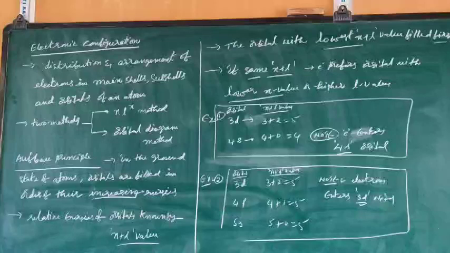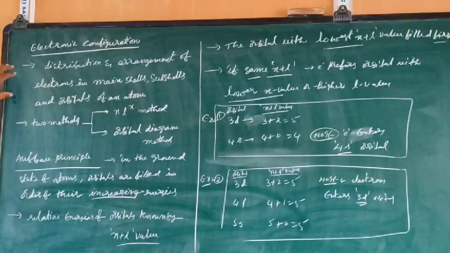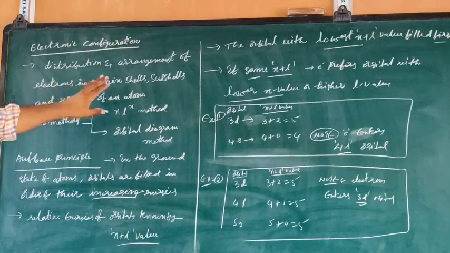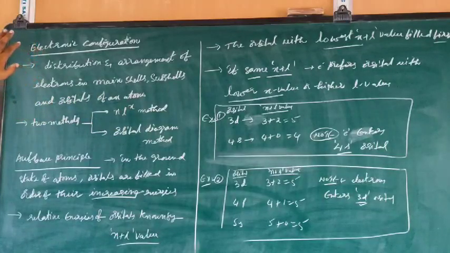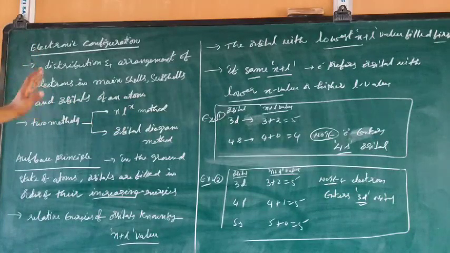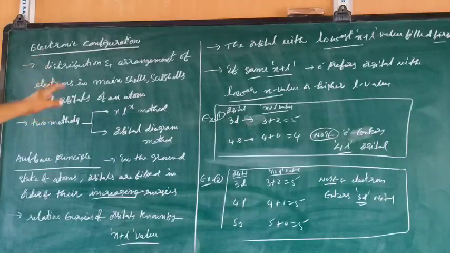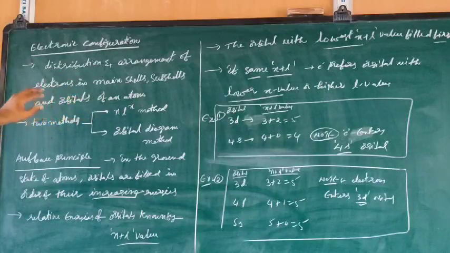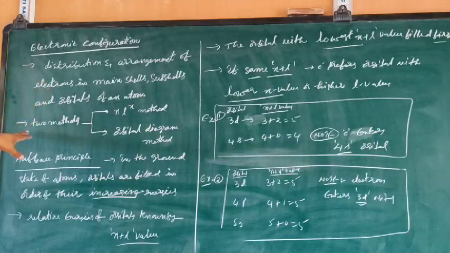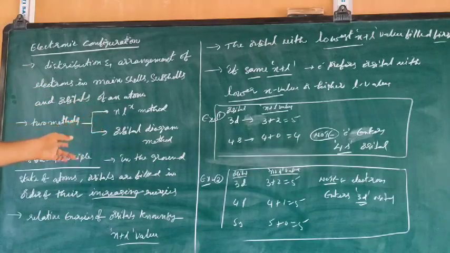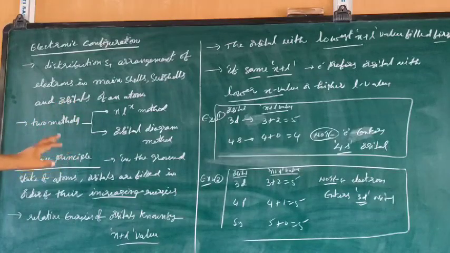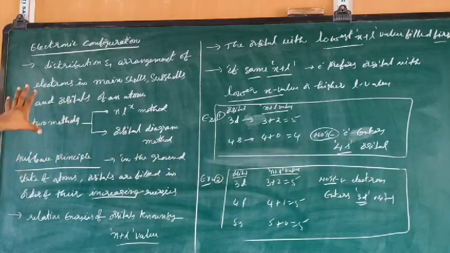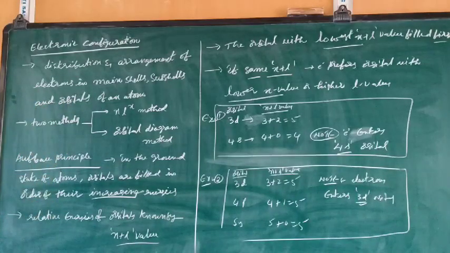Next one, electronic configuration. The distribution and arrangement of electrons in the main shells, subshells and orbitals of an atom is called electronic configuration. To write the electronic configuration, we can follow two methods. The first one is the nlx method, the second one is the orbital diagram method. To write the electronic configurations, we have some rules, some laws, we need to follow.